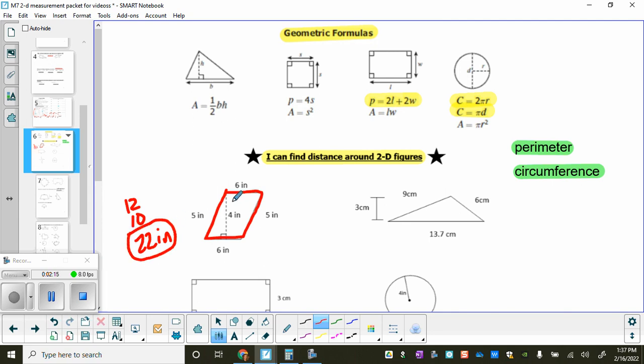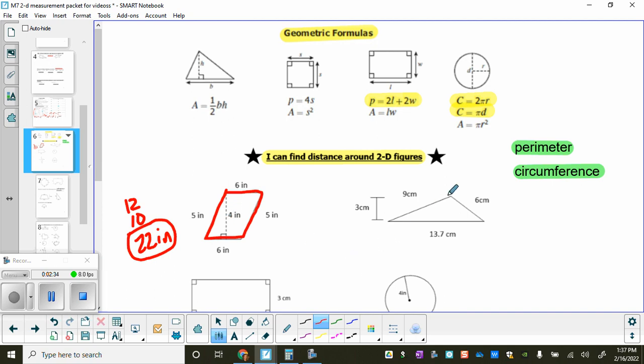For this, we do not need the 4. The 4 is just there to distract you in this problem. We would use the 4 for another unit for area, but we're not going to need that right now. So part of this video is learning what you do need versus what you can ignore for certain problems.